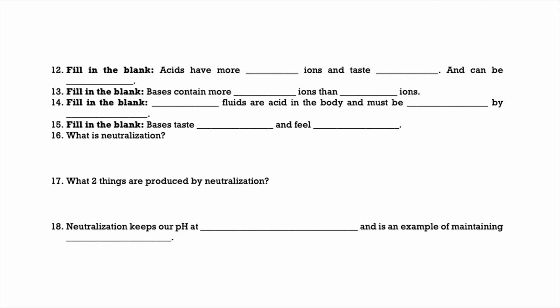Number 12, acids have more H3O plus ions and taste sour and can be corrosive. So if you've ever tasted vinegar or lemon juice, those are very, very sour, and those are different types of acids. Bases, number 13, contain more OH minus than H3O plus.